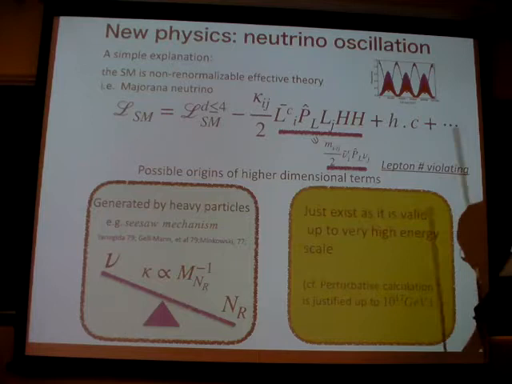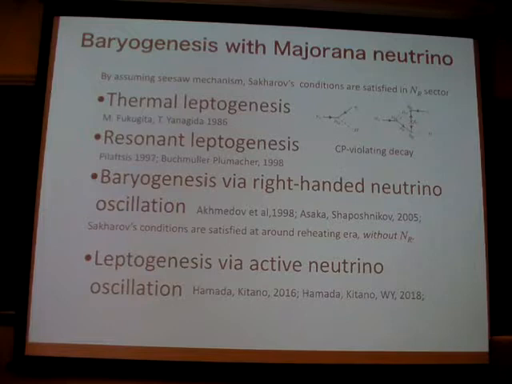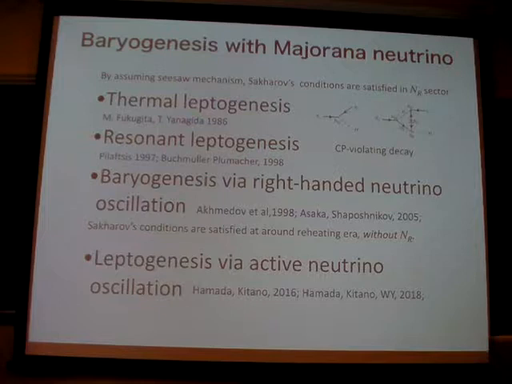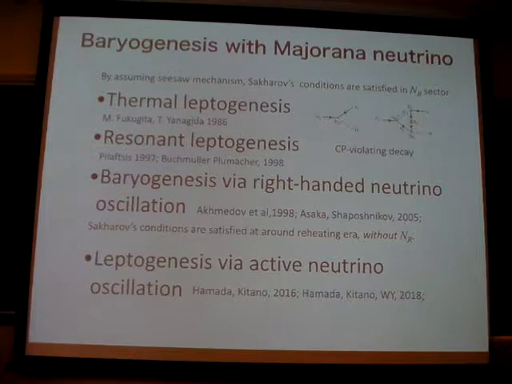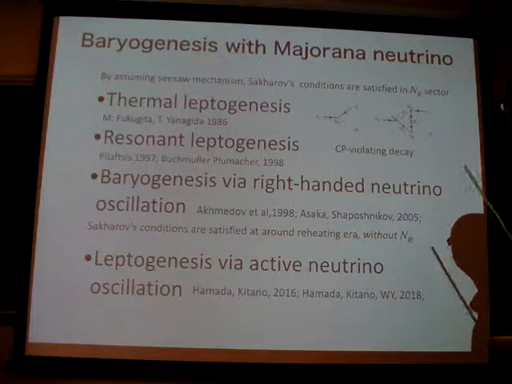So in the context of Majorana neutrinos, baryogenesis has been discussed in several contexts. It is known that by assuming the seesaw mechanism, namely introducing two or three right-handed neutrinos, Sakharov conditions can be satisfied with the right-handed neutrino sector. So there are many studies in this kind of leptogenesis scenario.